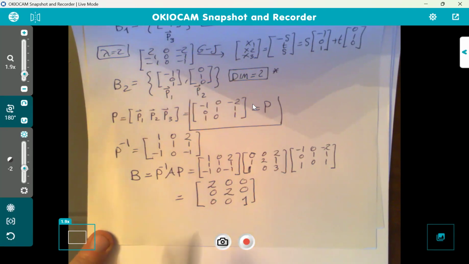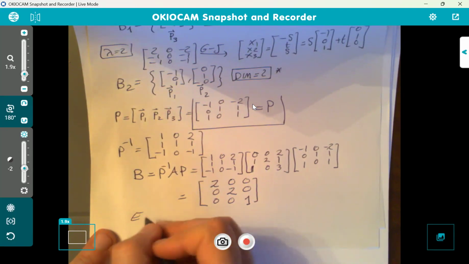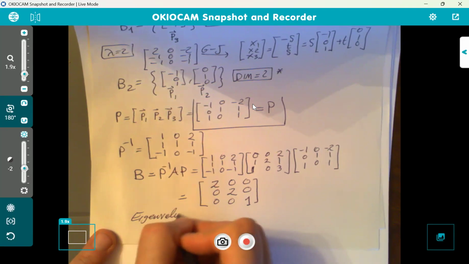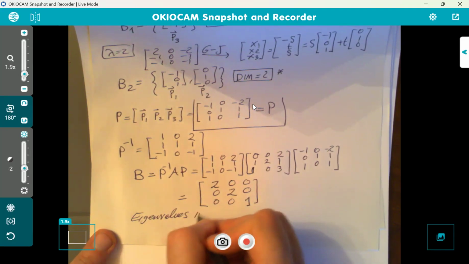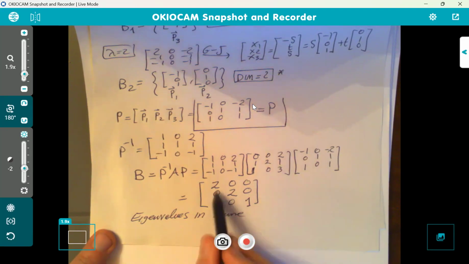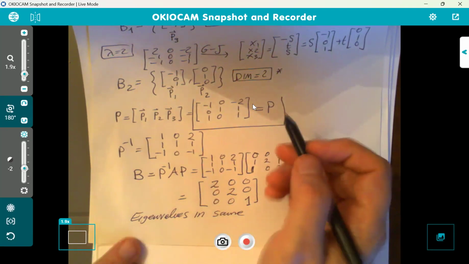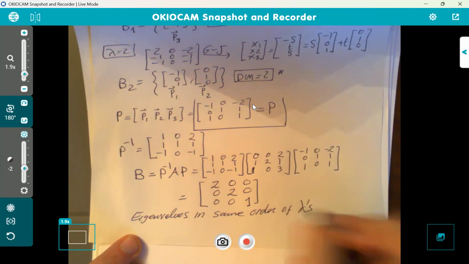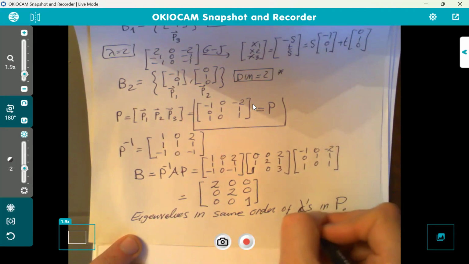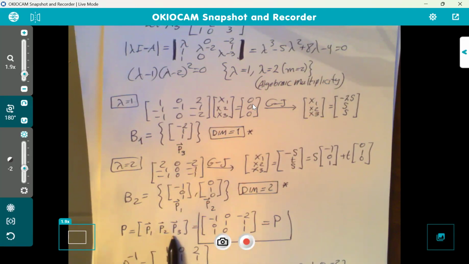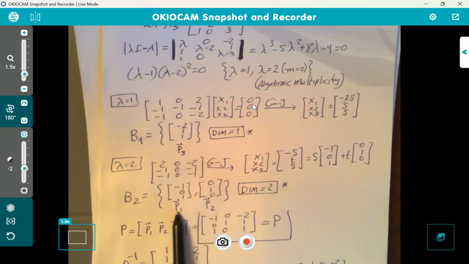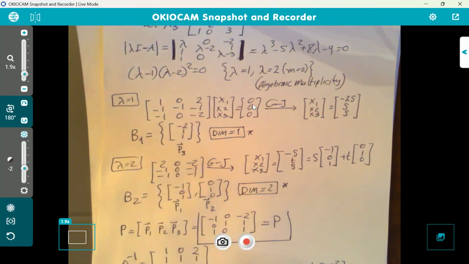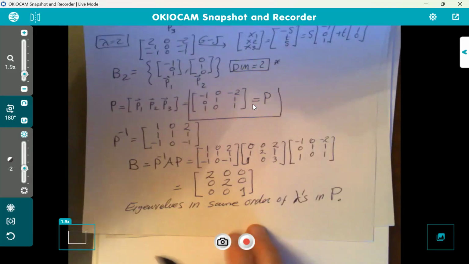Okay, but what's interesting is that, let me just write out what I just observed. The eigenvalues, we're talking about eigenvalues here, 2, 2, 1, are in the same order as the lambdas in P, right? Again, I have P1, P2, P3, which correspond to lambda 2, 2, 1. And there you have it. Isn't that cool?